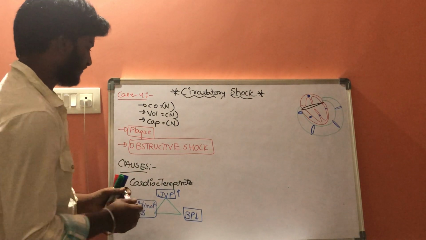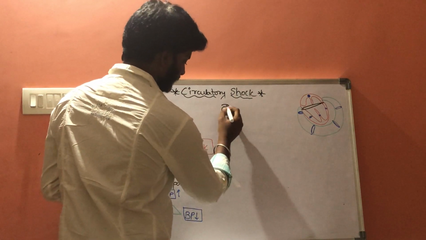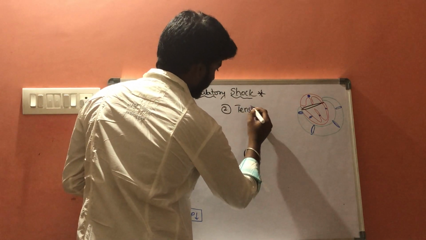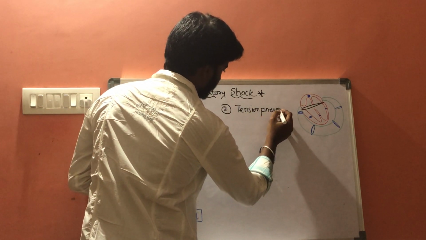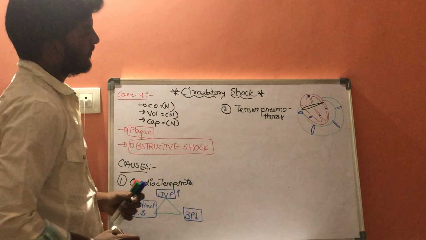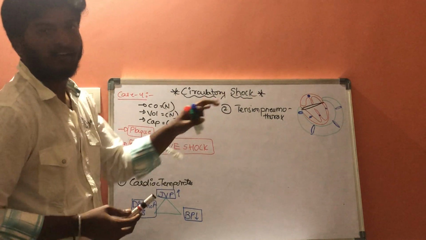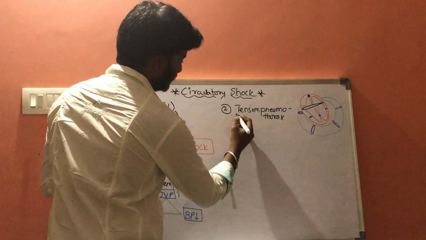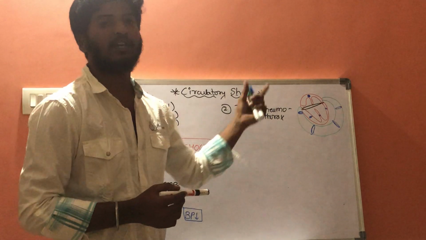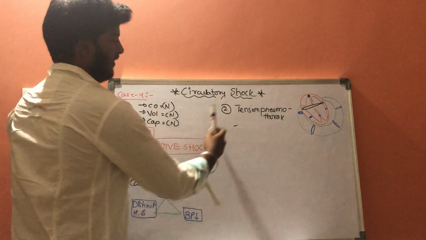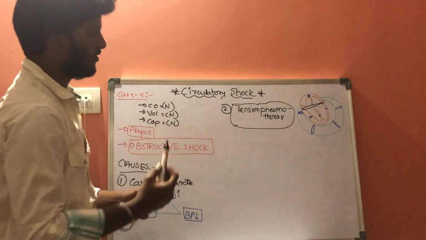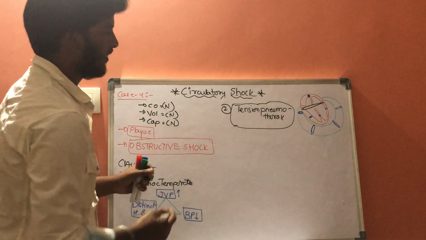And the second cause is tension pneumothorax. What is tension pneumothorax? Accumulation of air within the lungs is called tension pneumothorax.